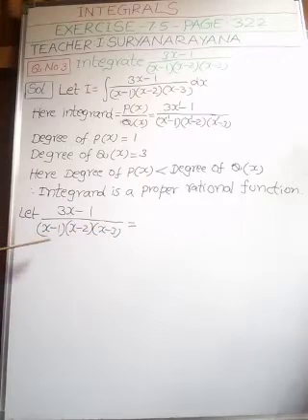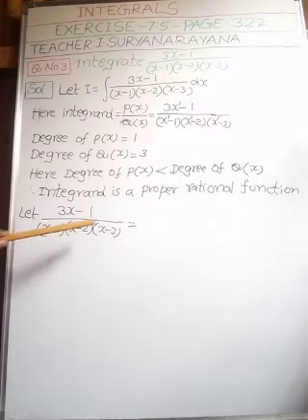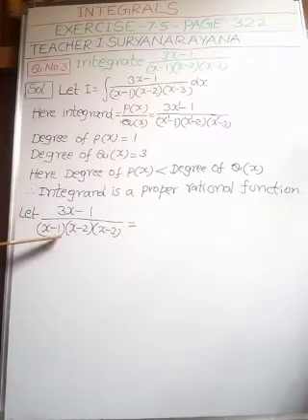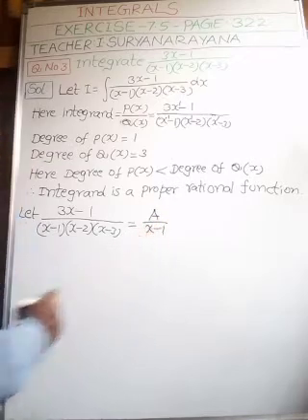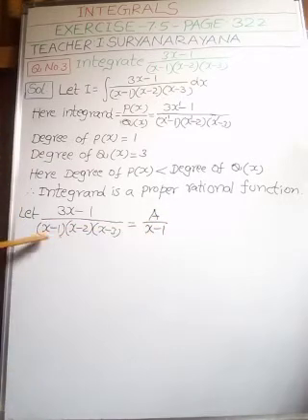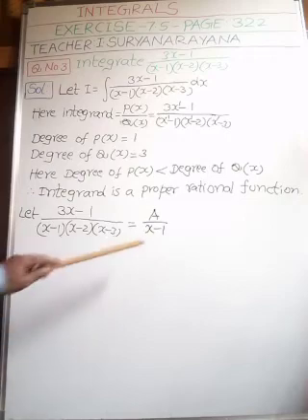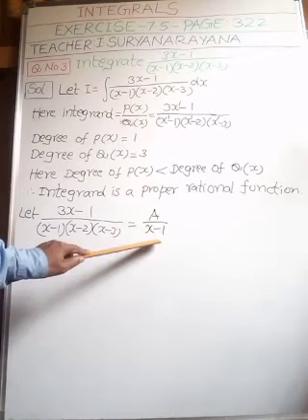So for every non-repeated linear factor we have to write one partial fraction. So x minus 1 is a non-repeated linear factor. Corresponding to this non-repeated linear factor we have to write one partial fraction. So capital letter A by x minus 1. Understood this partial fraction, my children?